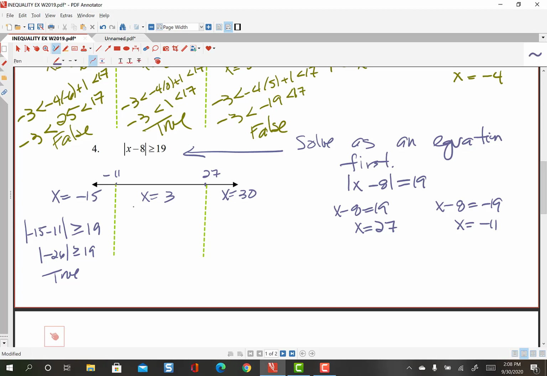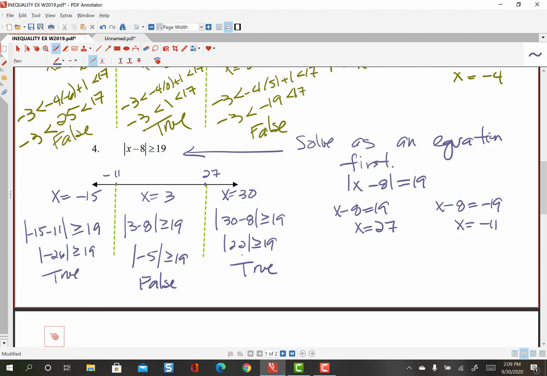All right, so now if I pick something in between these two values, so let's say I selected 3, I have the absolute value of negative 5 is greater than or equal to 19, which is false. Absolute value of negative 5 is just 5. Now over here, I picked something larger than 27, so I picked 30. So if I have 30 minus 8, so I have the absolute value of 22 greater than or equal to 19, which happens to be true.